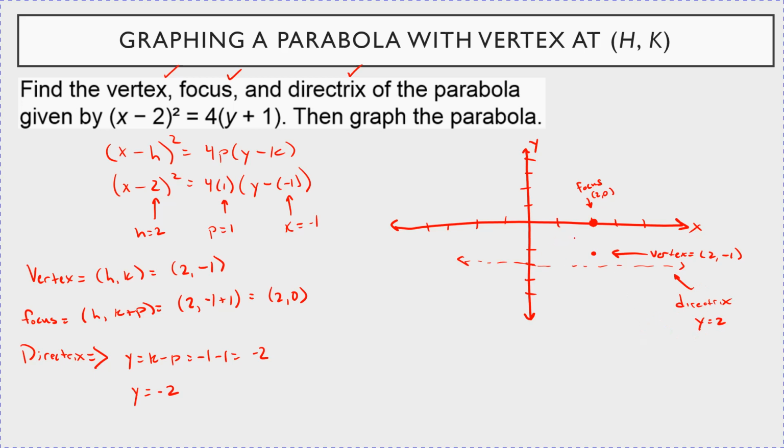You can plot extra points as needed, but what you basically see here is that it looked like this. It actually goes through the origin like this. And this is our parabola, (x minus 2) squared equals 4 times (y plus 1). We got it.